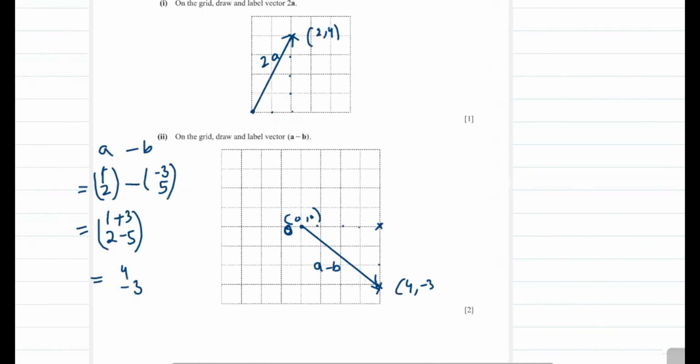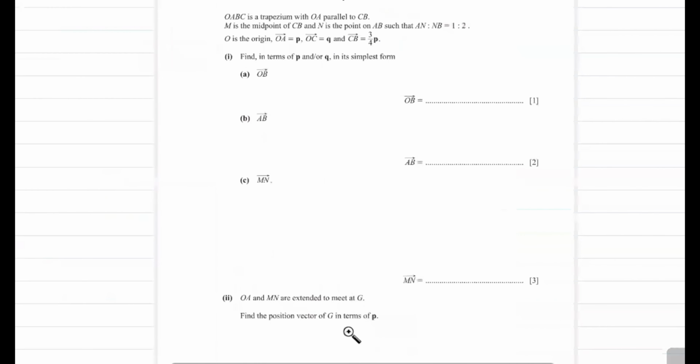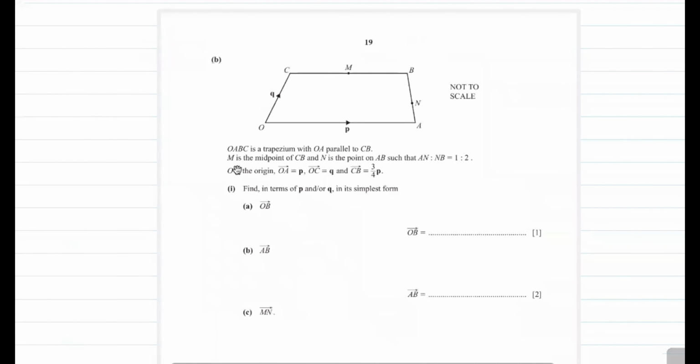In the next part b, OABC is a trapezium with OA parallel to BC. You can see here, OA is parallel to CB. M is the midpoint of CB. N is the point on AB such that AN to NB is equal to 1 to 2. O is the origin. OA is equal to p. OC equal to q. CB equal to 3/4 p. Find, in terms of p and or q in simplest form, OB.